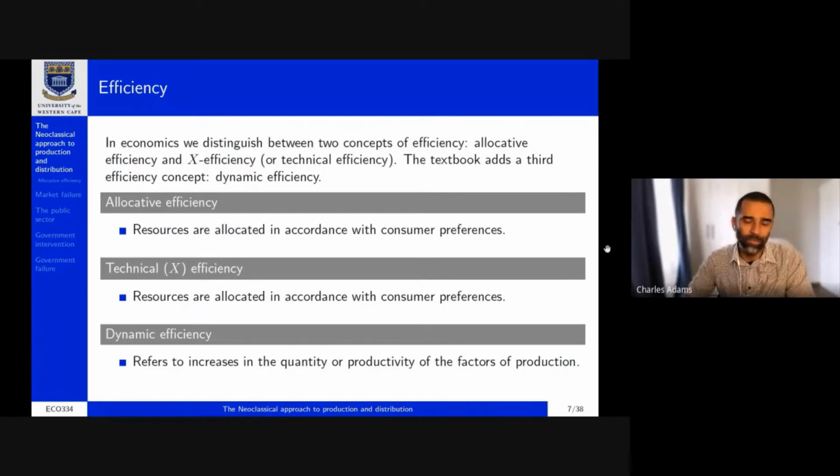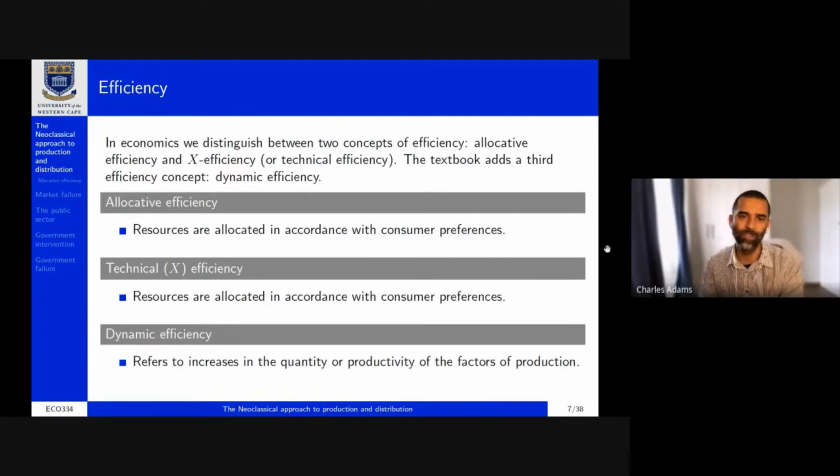Technical efficiency just means that production is being maximized, right? That resources are allocated in the economy in such a way that we are maximizing the production of X and Y. Nothing is being wasted. In other words, we're on the possibilities frontier of the economy, right? We're not inside the PPF or the PPC, the production possibilities curve or production possibilities frontier. Allocative efficiency, on the other hand, means that resources are allocated in accordance with consumer preferences.